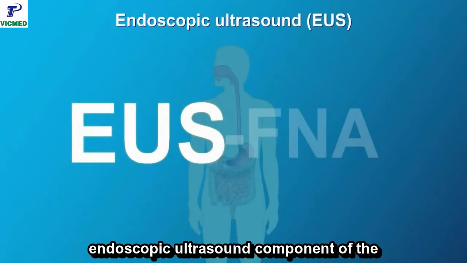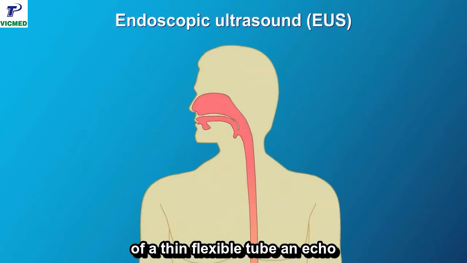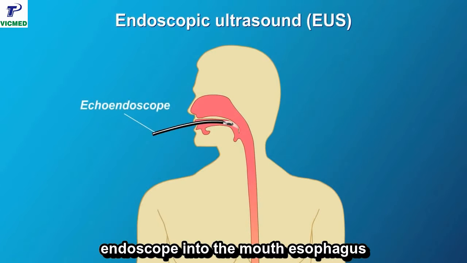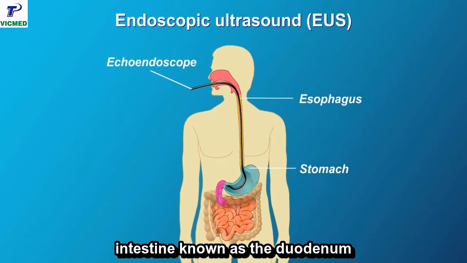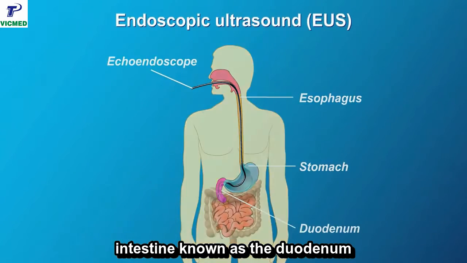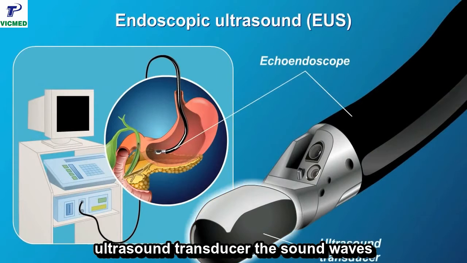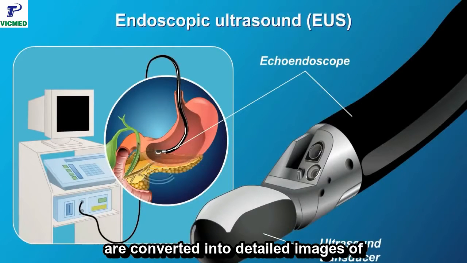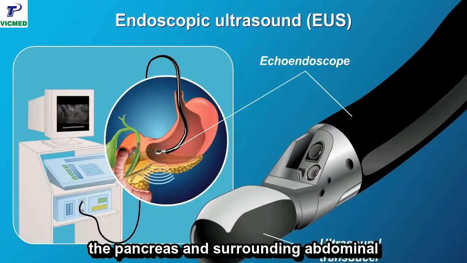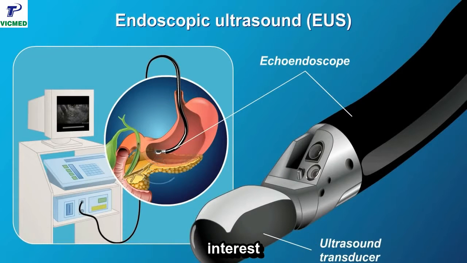The endoscopic ultrasound component of the EUS-FNA procedure involves the insertion of a thin flexible tube, an echoendoscope, into the mouth, esophagus, stomach, and further into the small intestine, known as the duodenum. At the tip of the echoendoscope is an ultrasound transducer. The sound waves emitted and detected by the transducer are converted into detailed images of the pancreas and surrounding abdominal organs. These images are interpreted by your doctor to pinpoint areas of interest.